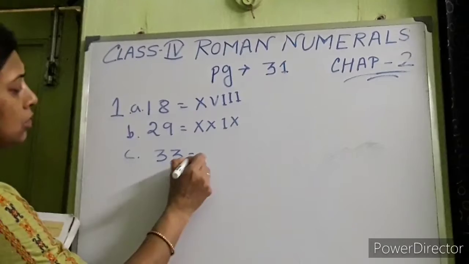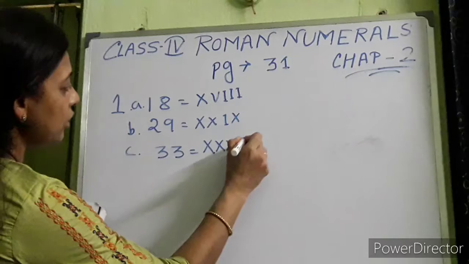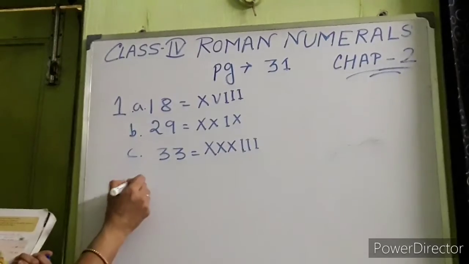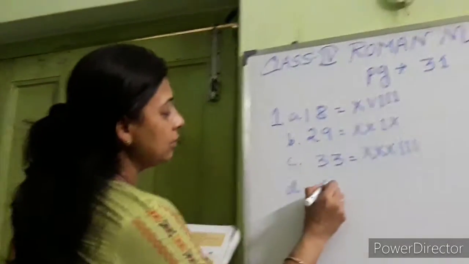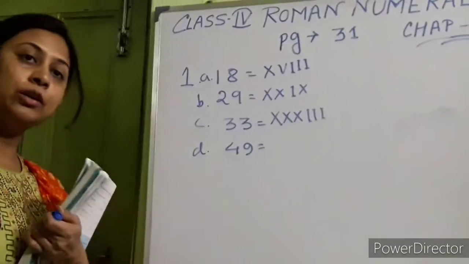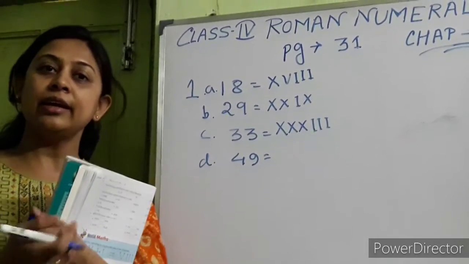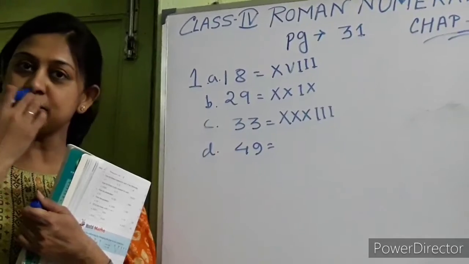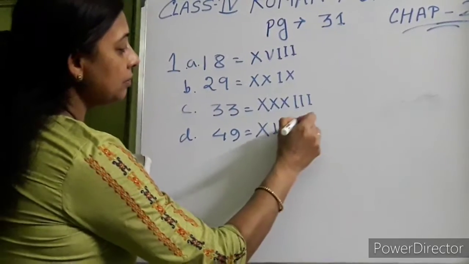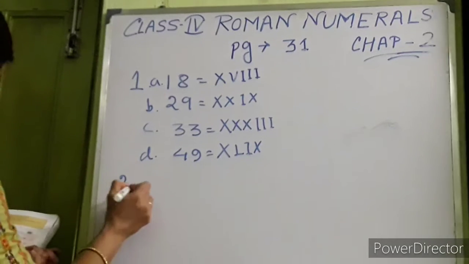C, 33. This one is very easy. 30 plus 3. 30 means XXX and 3 means III. Clear? Now D, 49. 40 means, I have already told you in the previous video, XL. L means 50, and when you write X before the L, you have to subtract: 50 minus 10 is 40. So 40 means XL, and 9 is IX, so 49 is XLIX.